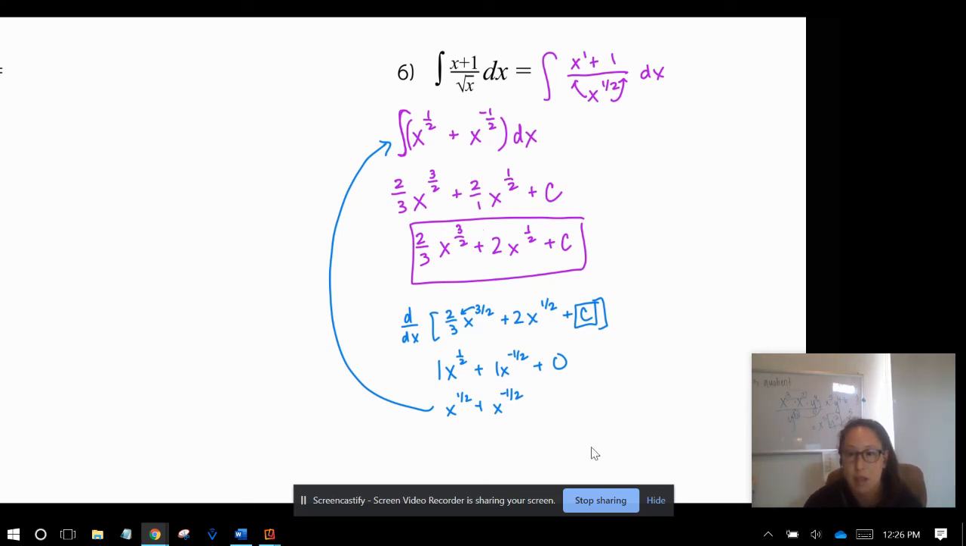Okay. All right. Or what we're thinking about is the original function. It's the antiderivative. Okay. That's it. We're going to look at trig integration next.